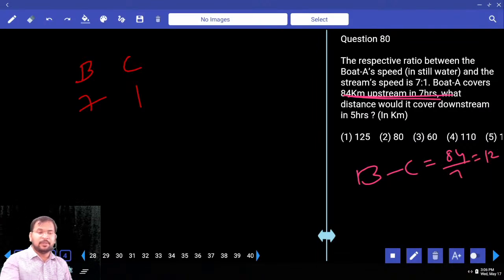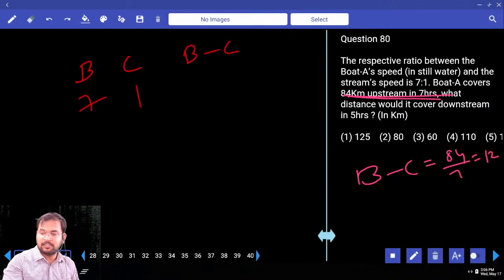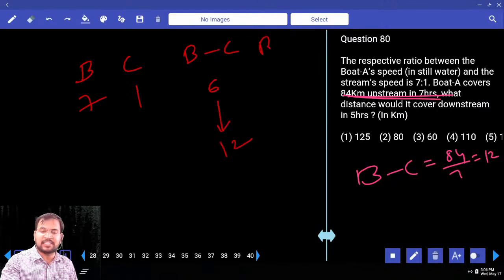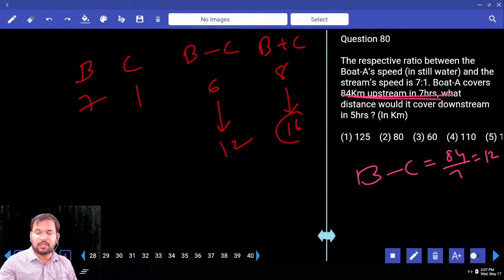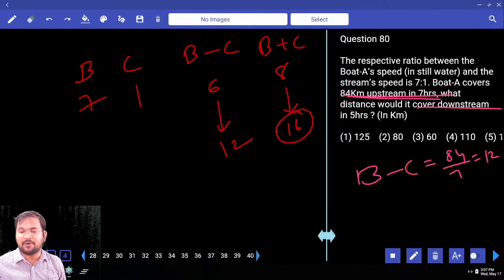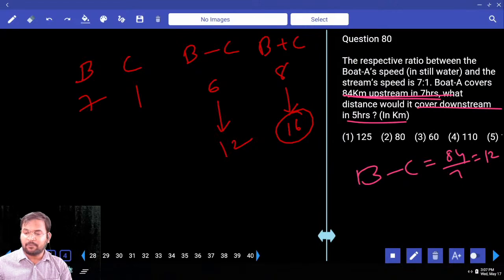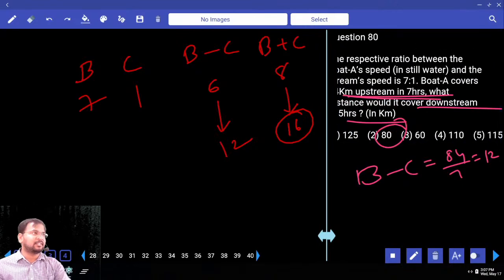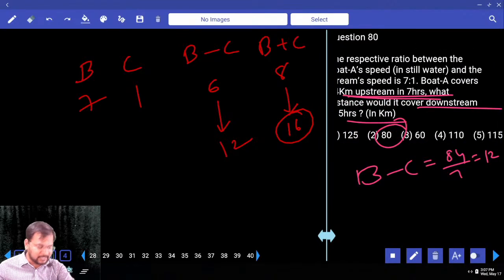B minus C is how many parts? 6 parts is 12. B plus C is how many parts? 8 parts, 8 into 2. Therefore, downstream speed is 16. They are asking downstream for 5 hours. 1 hour is 16, so 5 hours is 80. Your answer is 80. Thank you.